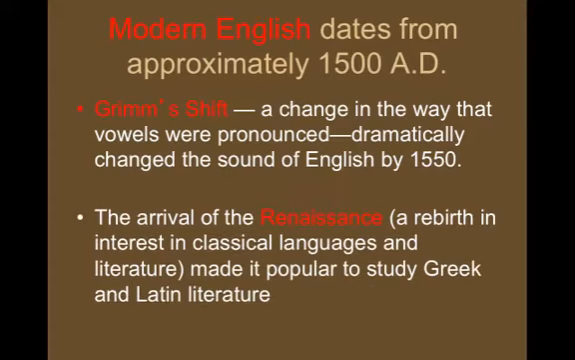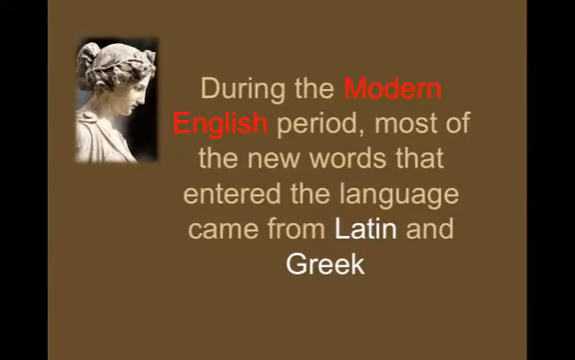Then the second thing is the arrival of the Renaissance, which is a rebirth in the interest in classical languages and literature. I know you've learned about the Renaissance in your history classes. One of the things that became very popular and trendy to do during the Renaissance was to study Greek and Latin literature and to examine what the ancient Greeks and Romans were thinking and doing. So because of that, most of the new words that entered the language came from Latin and Greek. Because so many people were studying and reading those languages, it had a huge impact on modern English.